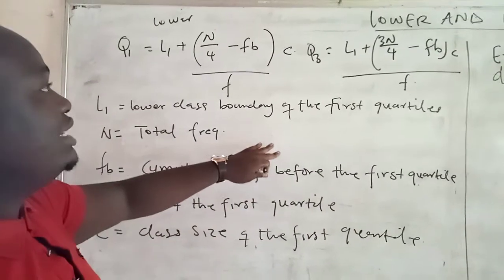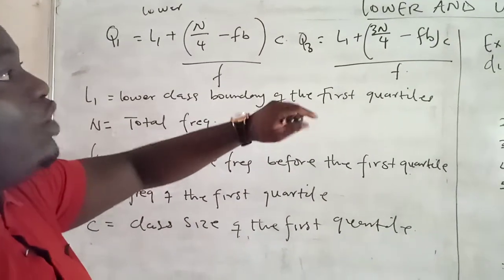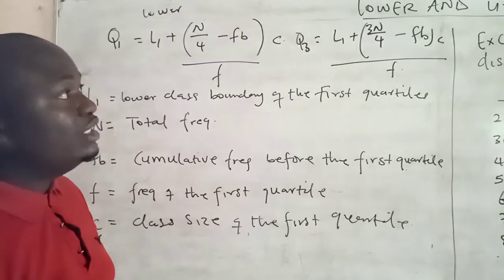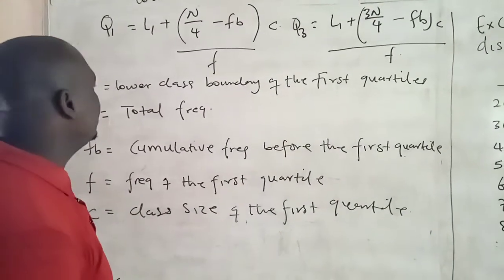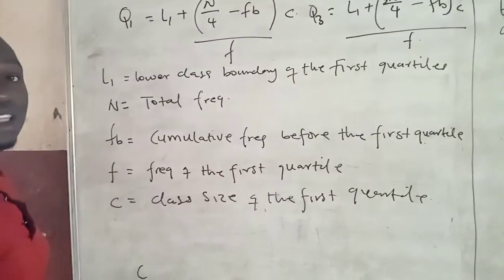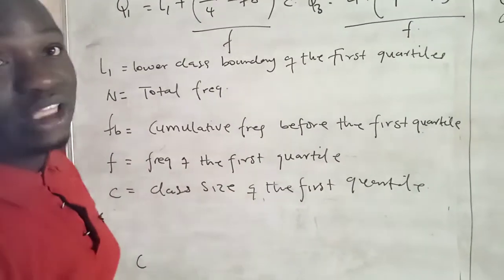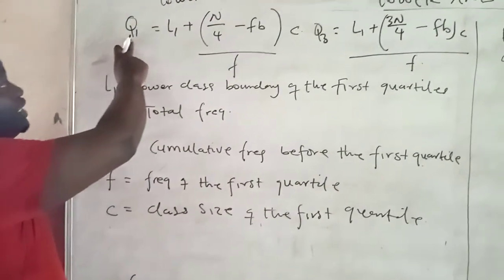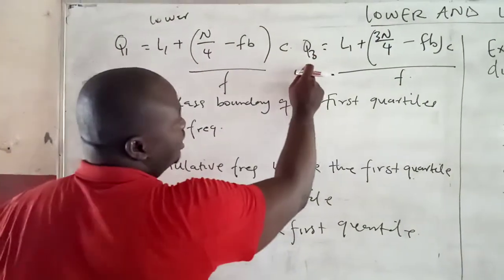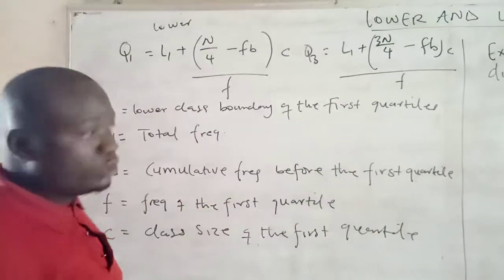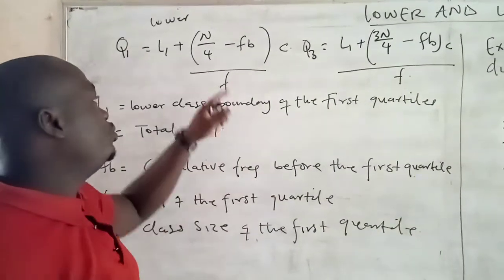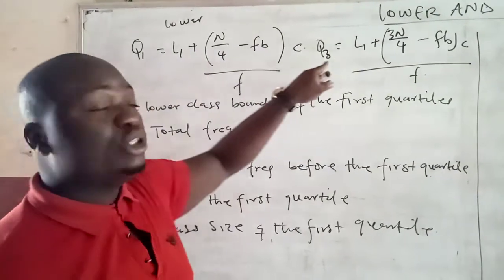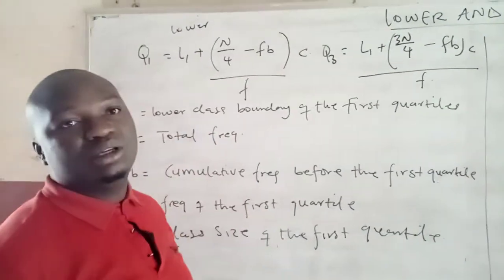Now, what I'm concerned with is how to calculate the lower and upper quartile. Some textbooks may call them lower and upper limit. Some may call them the first quartile or the third quartile. The first quartile is Q1. The third quartile is Q3. You have to pay attention here because I want to explain and solve both the first quartile and the third quartile at the same time.